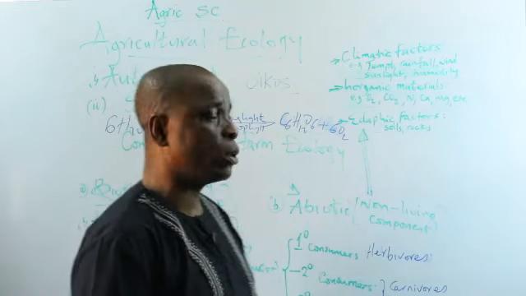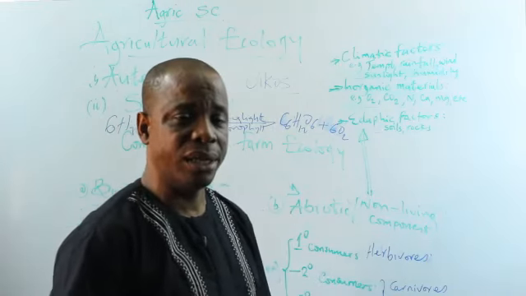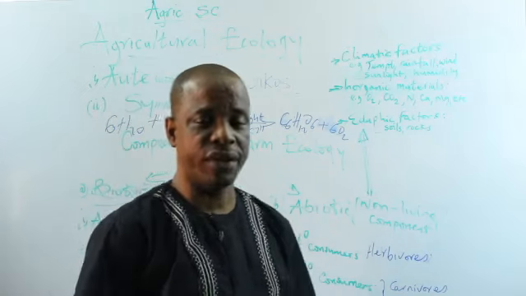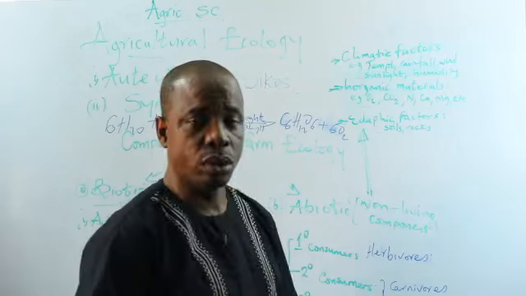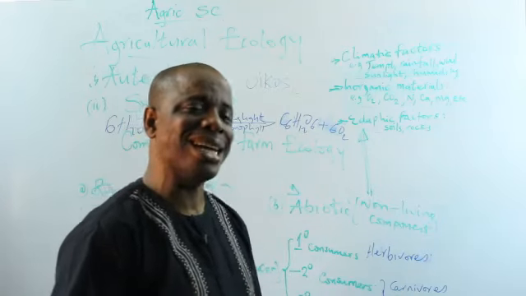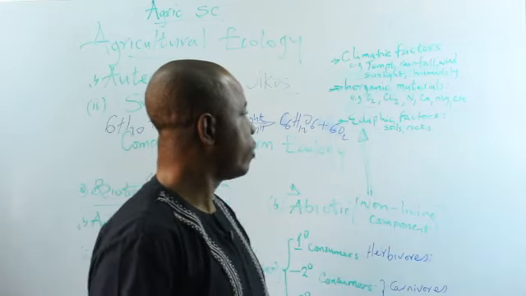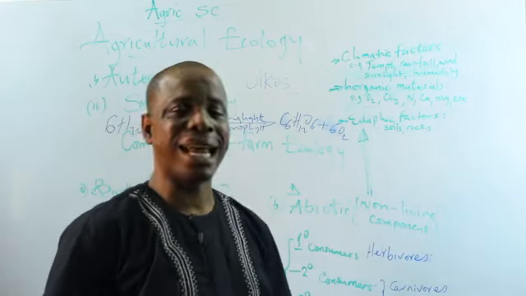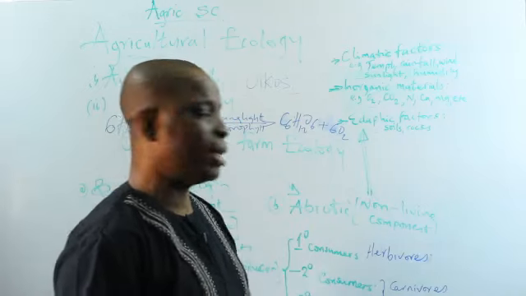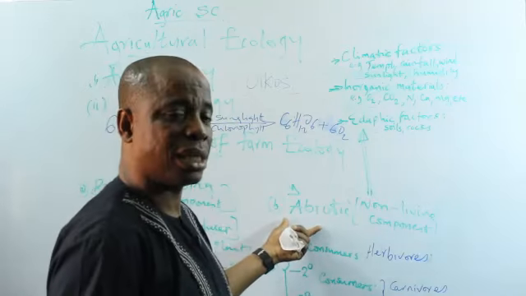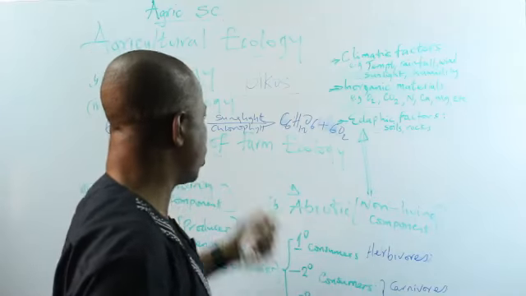When it is favorable, the animals and the plants live very well, they multiply, they increase. But when it is not favorable, either too much or too little for their survival, they tend to perform negatively. So temperature, rainfall, wind, sunlight, and relative humidity are the climatic factors under the abiotic component of the farm ecology.